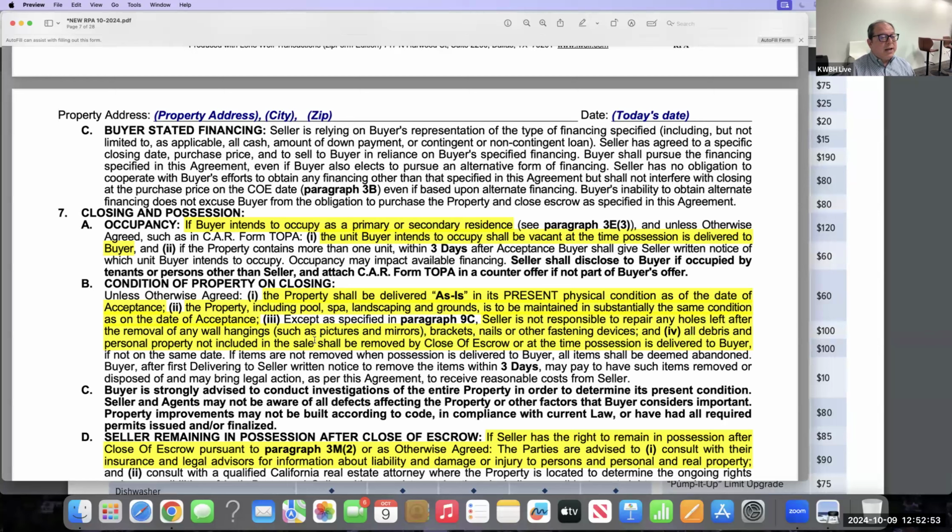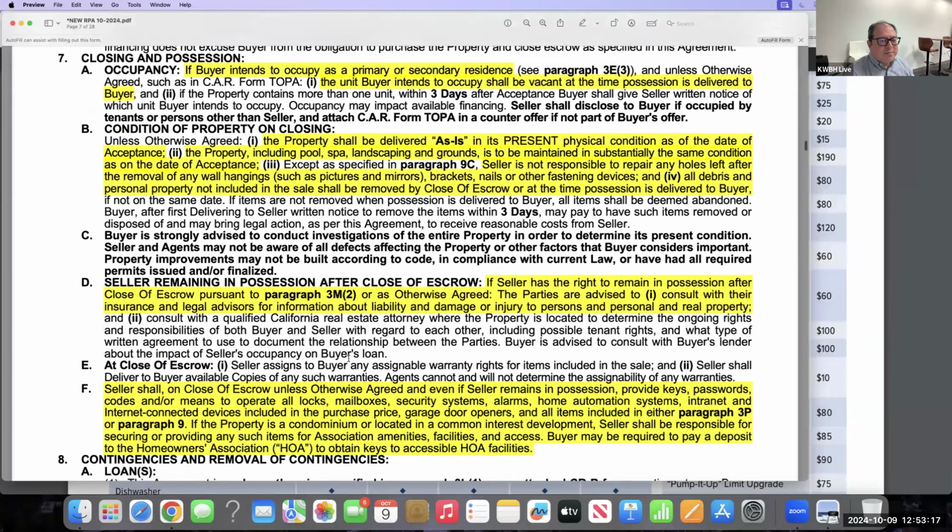And all debris and personal property not included in the sale shall be removed by close of escrow or at the time possession is delivered to the buyer. So this is saying the buyer is writing an as-is contract. The seller has to maintain the property as it is right now. They can remove all their art from the walls and take the nails out of the walls, but they're not making any repairs. That's it. That's where the paragraph is.